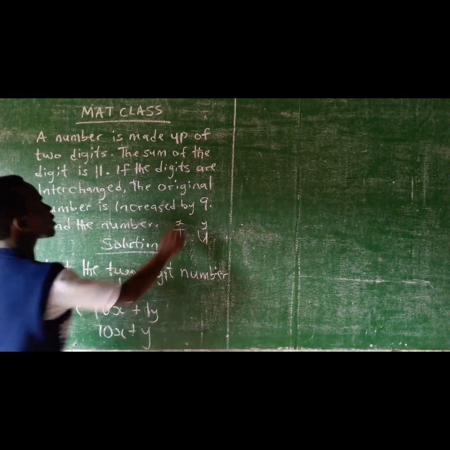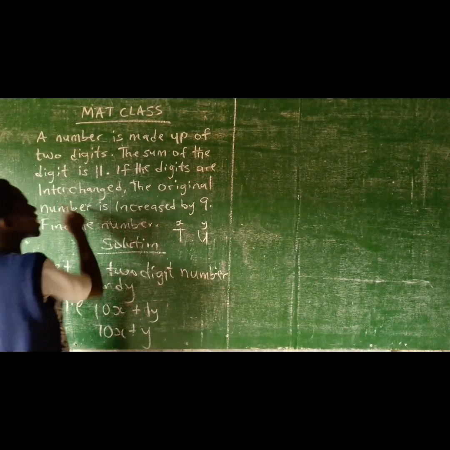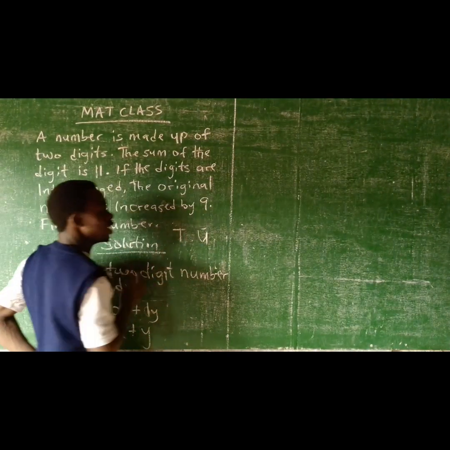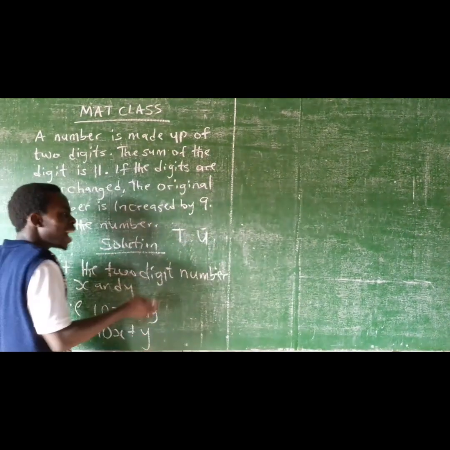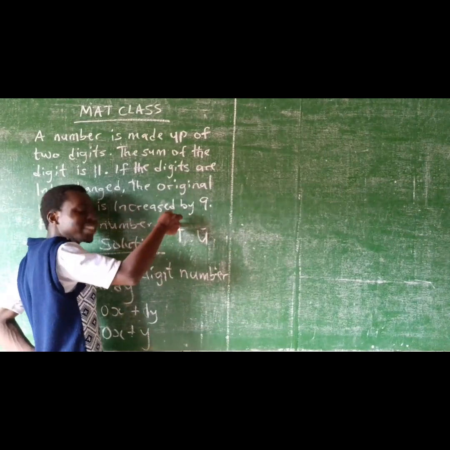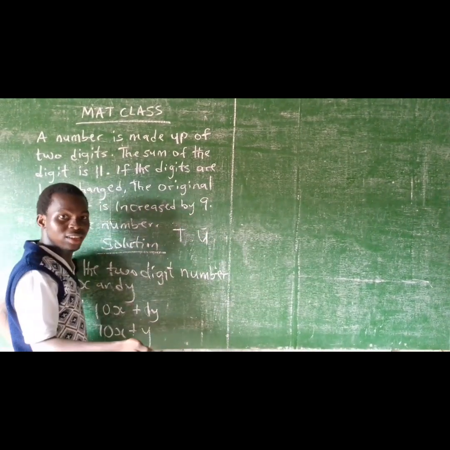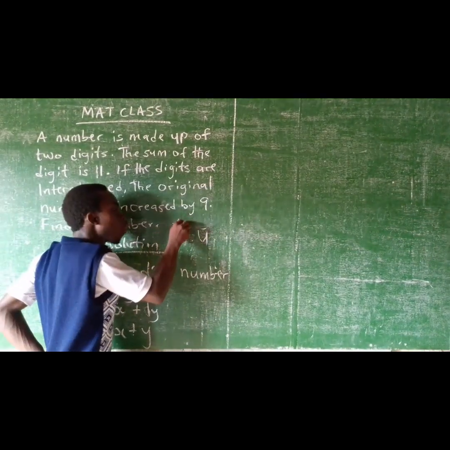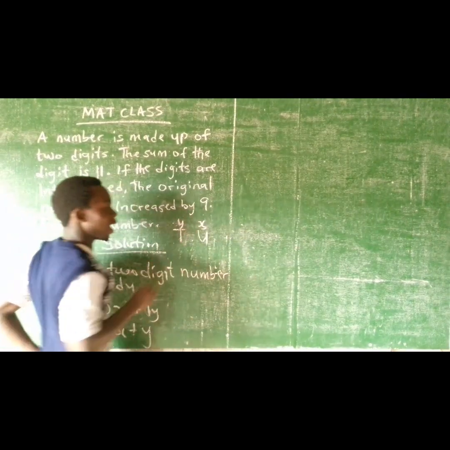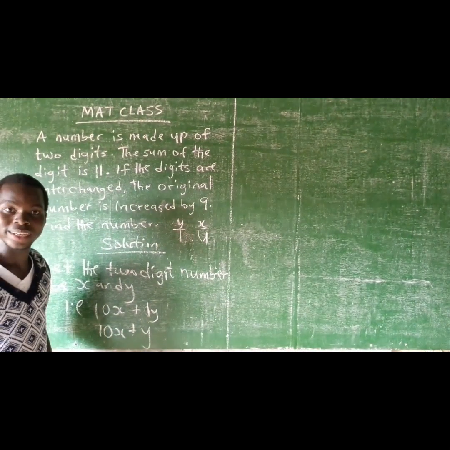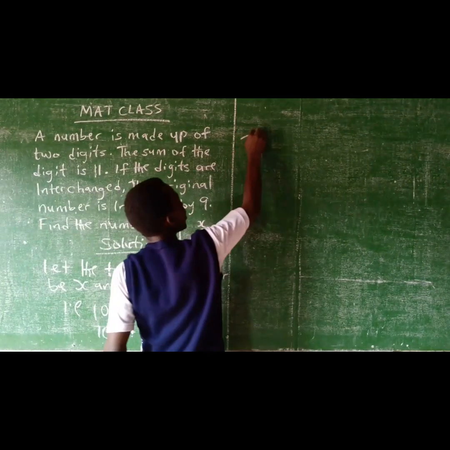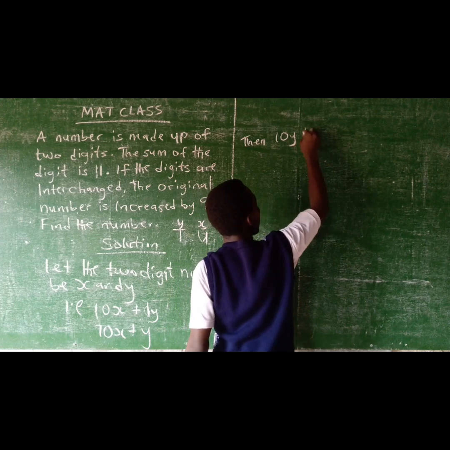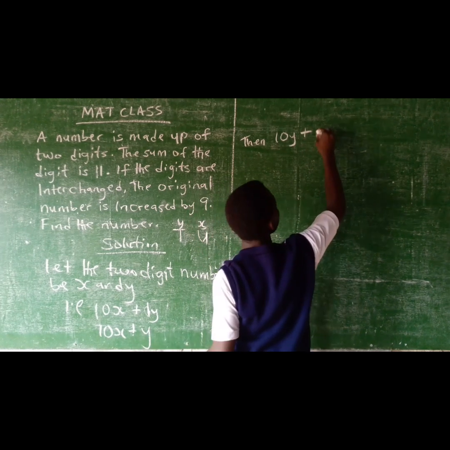Now in this area, they say that if the digits are interchanged, I have done this one, so let me now interchange it. Let me assume that my x is under tens and my y is under unit. Now I interchange it: let my tenth be y and my unit be x. That means I now say 10y plus x.